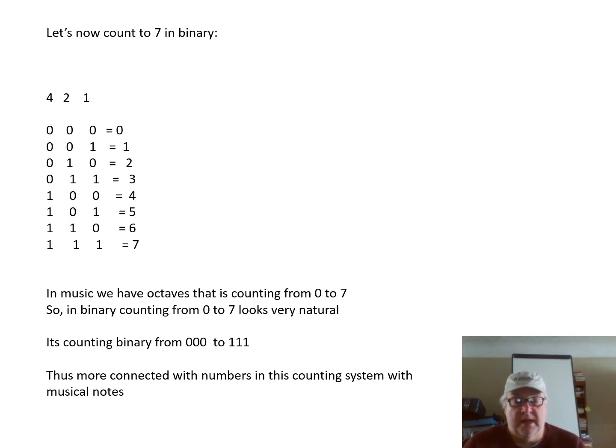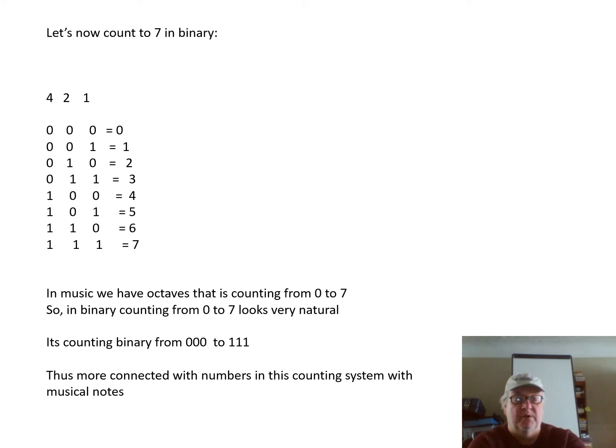So let's now count to 7 in binary. You've got 3 columns. The left column is 4, the middle column is 2, and the right column is 1. So 0 0 0 equals 0, 0 0 1 equals 1, 0 1 0 equals 2, and hopefully you can follow that. And so eventually you get down to 1 1 1 in binary, which equals 7 in decimal.